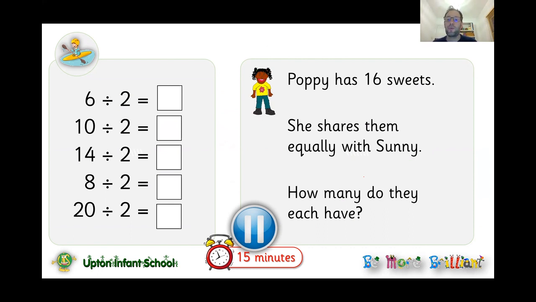Poppy has 16 sweets. She shares them equally with Sunny. So you've got Poppy and you've got Sunny. That's 2 people. There's a clue. So you're sharing your 16 sweets between 2 people. How many do each of them have? Okay, if you'd like to try those challenges, pause the video here and have a go at those. I think no more than 15 minutes should be plenty of time.